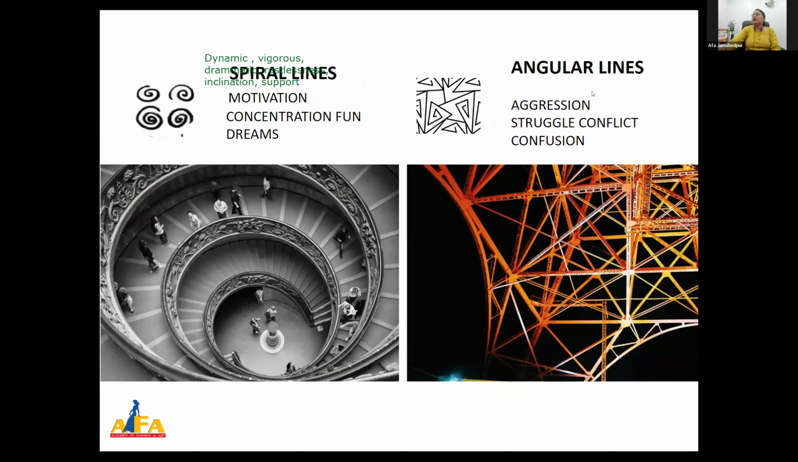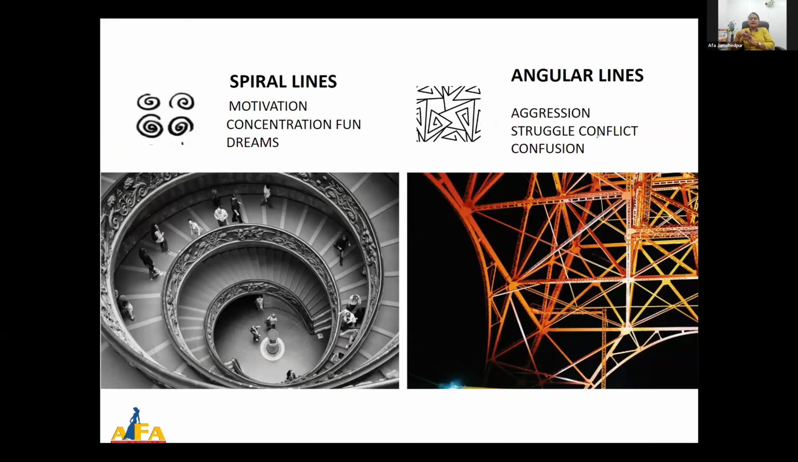After diagonal, I will write angular lines. Please write it. After diagonal, please write about these angular lines. So angular lines: aggression, struggle, conflict, confusion. I hope all of you are writing this. These are your angular lines. Okay? Complex, right here. Complex, irritating, struggle. It also shows struggle.